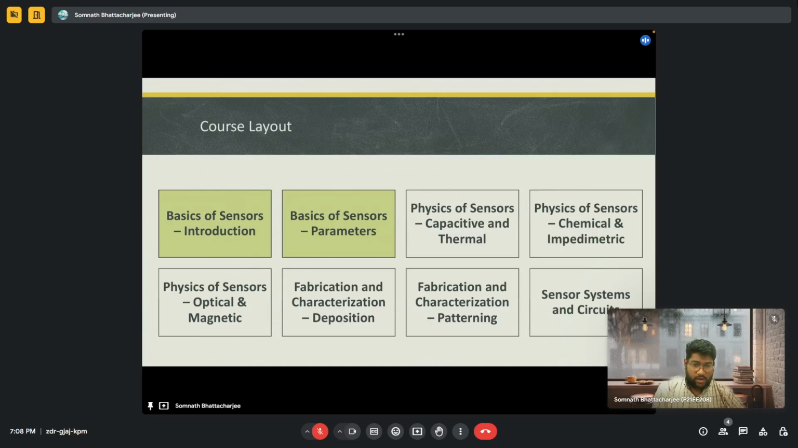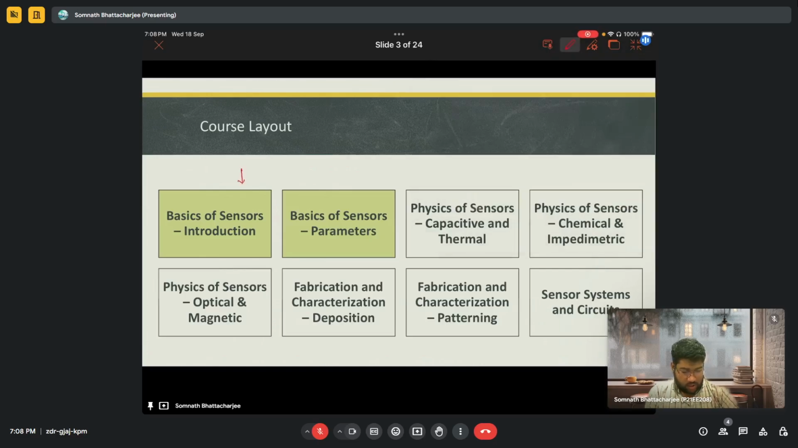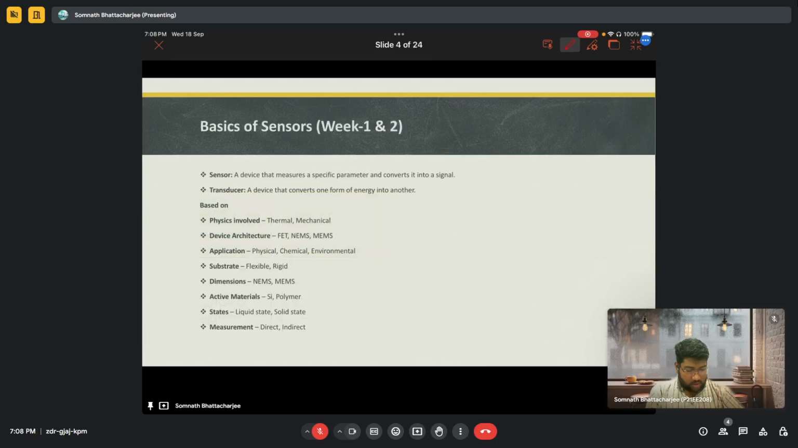I will conduct this session in four parts. The first part will be the basics of sensors, where I will explain the introduction and parameters sections. The next part will be the physics of sensors, then fabrication and characterization, and finally systems and circuits, how to integrate these sensors. Okay, so let's start. I have clubbed the basics of sensors introduction and the parameter section within a single section, which we learned in weeks 1 and 2.